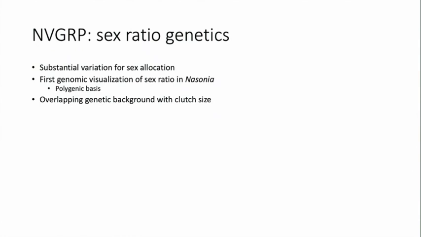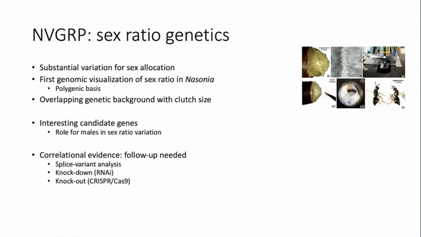So, if you look at this panel of lines, we found substantial variation for sex allocation. It's sort of the first genomic visualization of sex ratio in Nasonia, and we show a polygenic basis, overlapping genetic background with clutch size. And we found some interesting candidate genes, I think, which points to a role for males in sex ratio variation. And of course, this is only correlational evidence, and we need a follow-up.